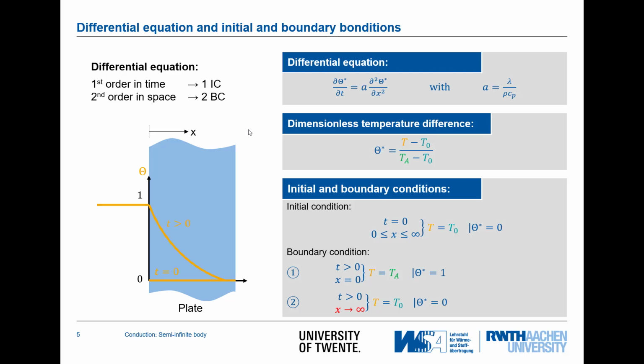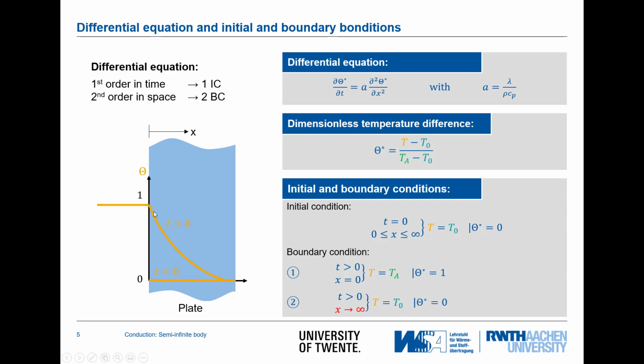So what type of initial conditions and boundary conditions can we use? Let's first start with the initial condition. At t equal to 0, inside our plate here, from 0 to infinity, so through the entire plate, the temperature is equal to T0, which translates in the dimensionless temperature to a value of theta equal to 0.